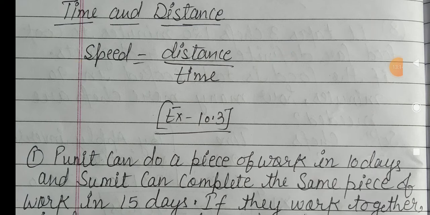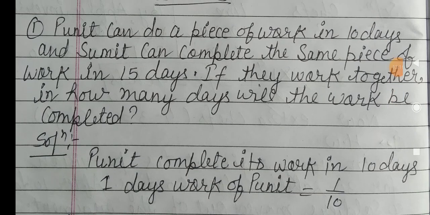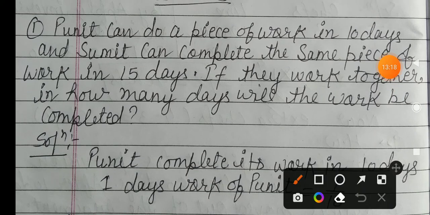So see how to do this type of question. The question is related to Punit. Punit can do a piece of work in 10 days and Sumit can complete the same piece of work in 15 days. If they work together, in how many days will the work be completed?